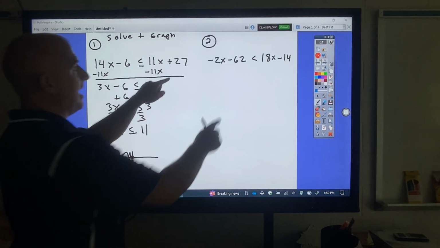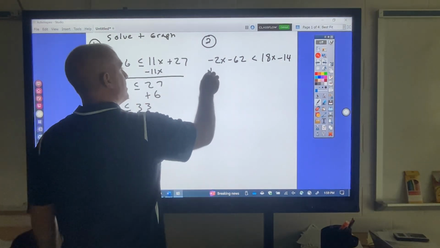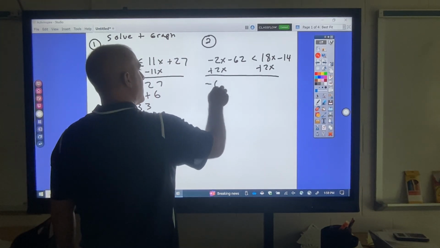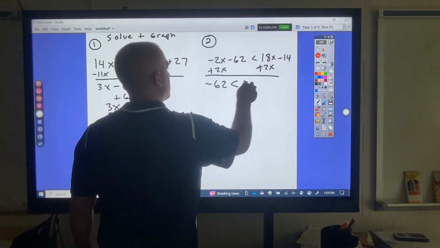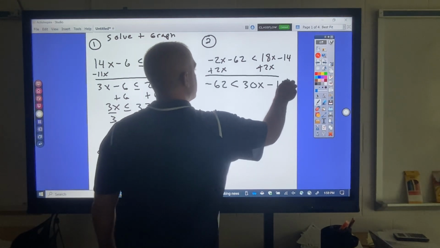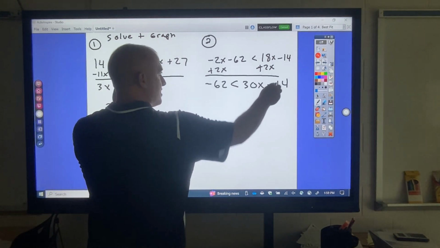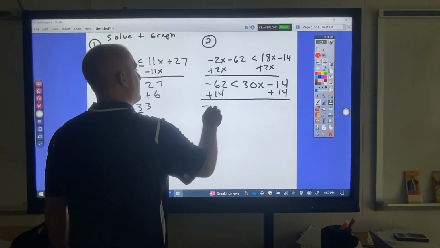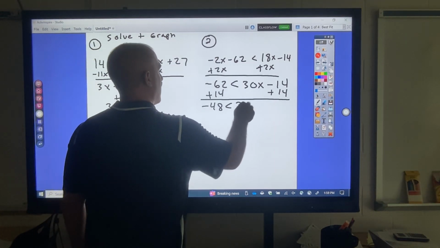Okay, this one, I got opposite sides. Now this one's easier to move, that's plus 2x. So that still stays negative 62. That is going to be 30x minus 14. Okay, separate, attached and separated. So I want to move this away. Okay, so that is going to be negative 48 and 30x.